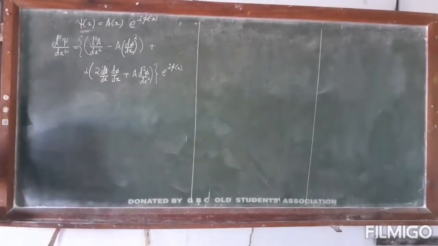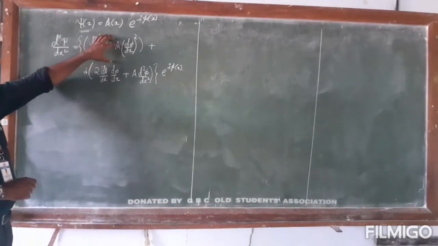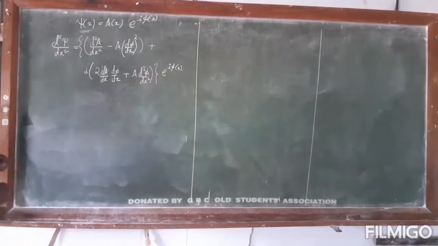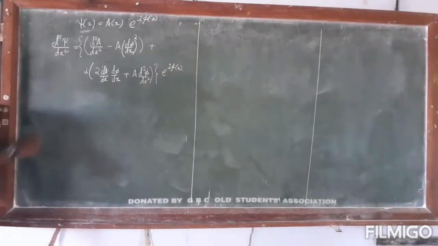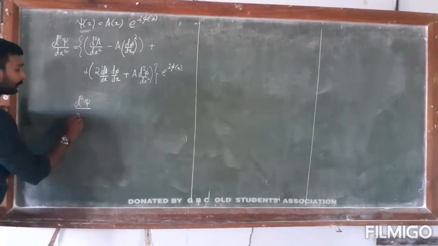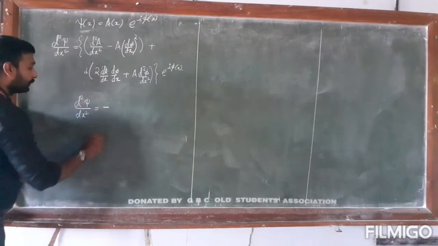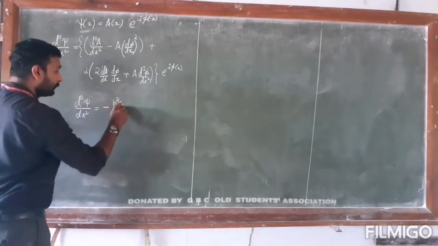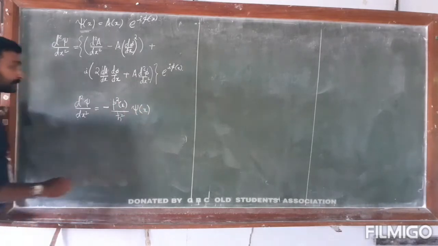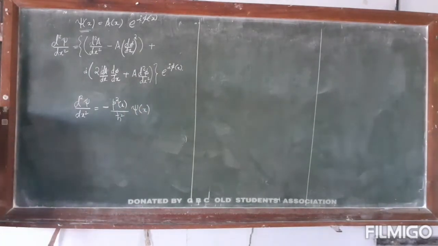Okay. So why I have written this is I have divided this into a real part and an imaginary part times e raised to i phi of x. Now I am going to apply these two equations in our original Schrodinger equation. The one-dimensional Schrodinger equation is given by d squared psi by dx squared equal to minus p squared of x by h cross squared psi of x. So just substitute the above two terms here.